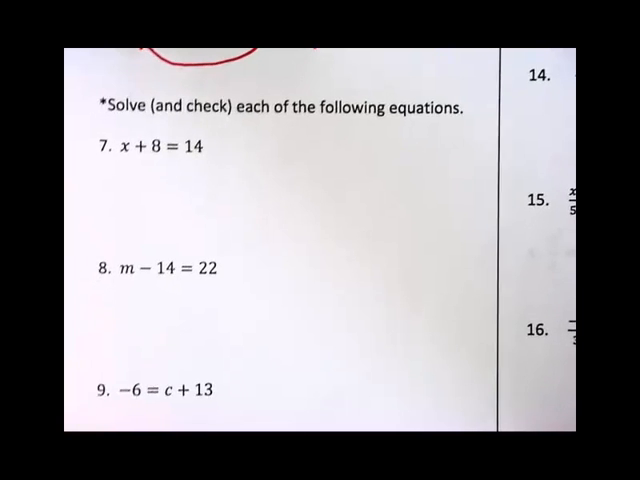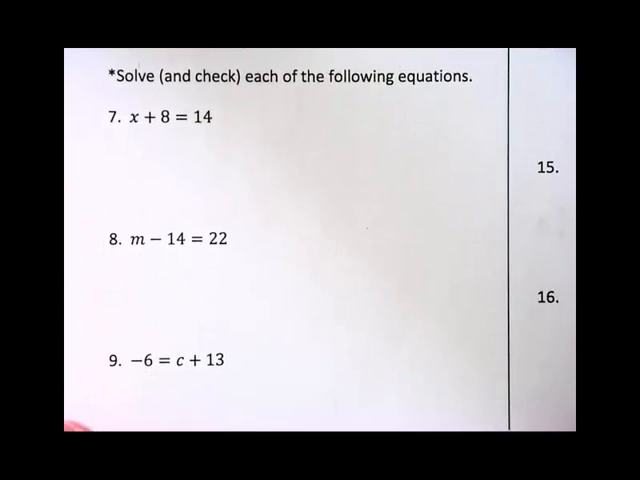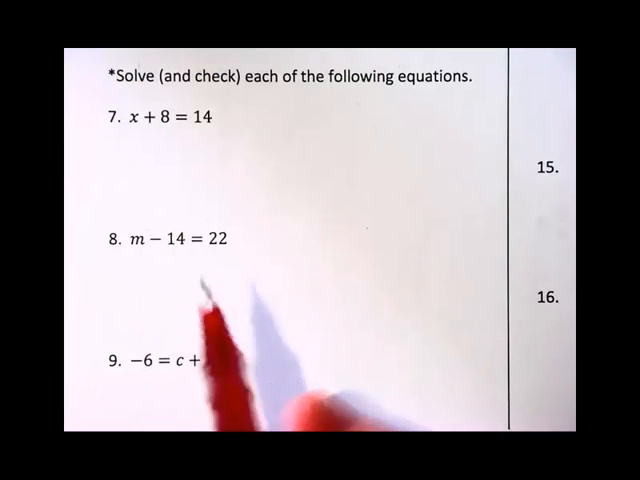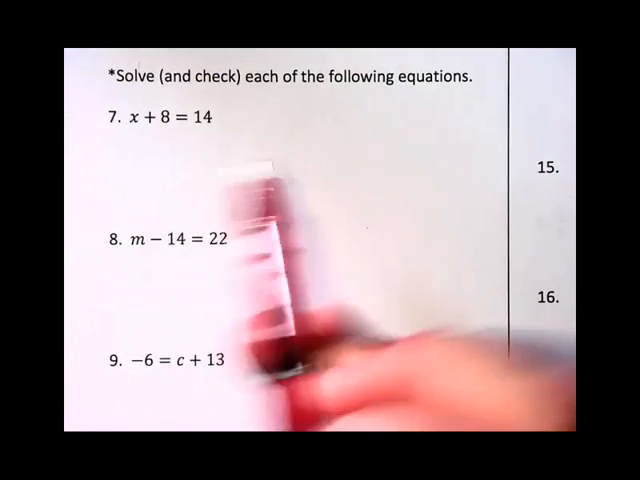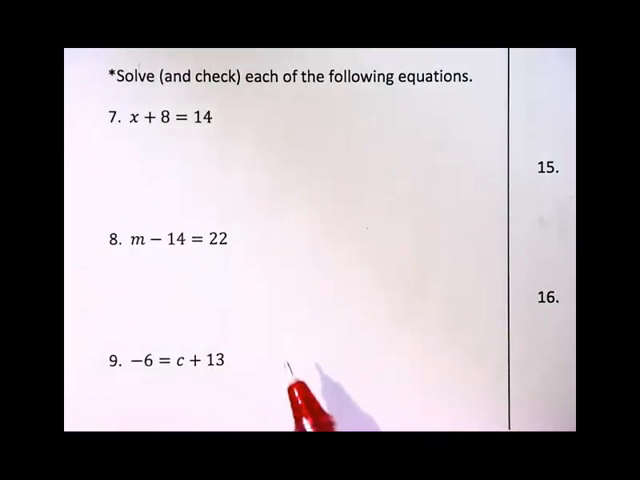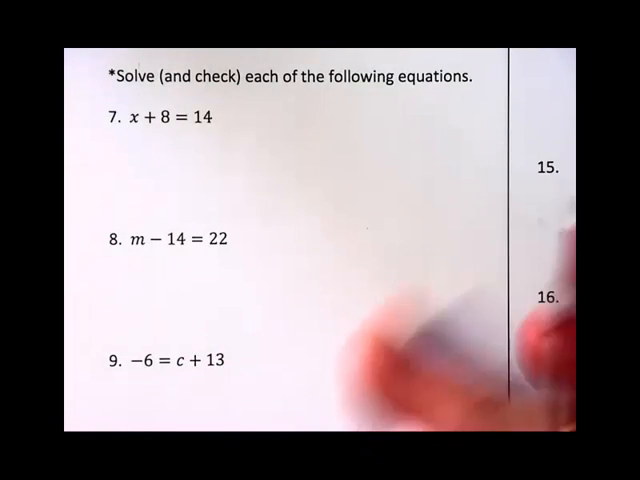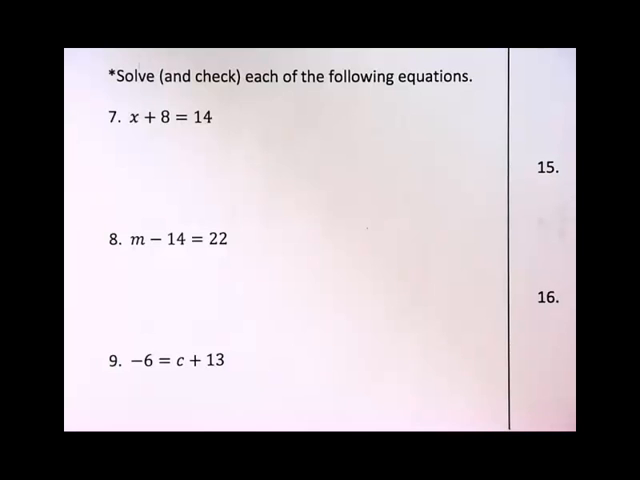Now, when we move on here, solve and check each of the following equations, many of us can at the very beginning just say, oh, I see the answer. The answer here is 6. 6 plus 8 is equal to 14. And you're right. When the equations are easy, it's very easy to solve these by eye. But what we want to do is develop a process that always works so that when the equations get a little more challenging, we know how to approach them.